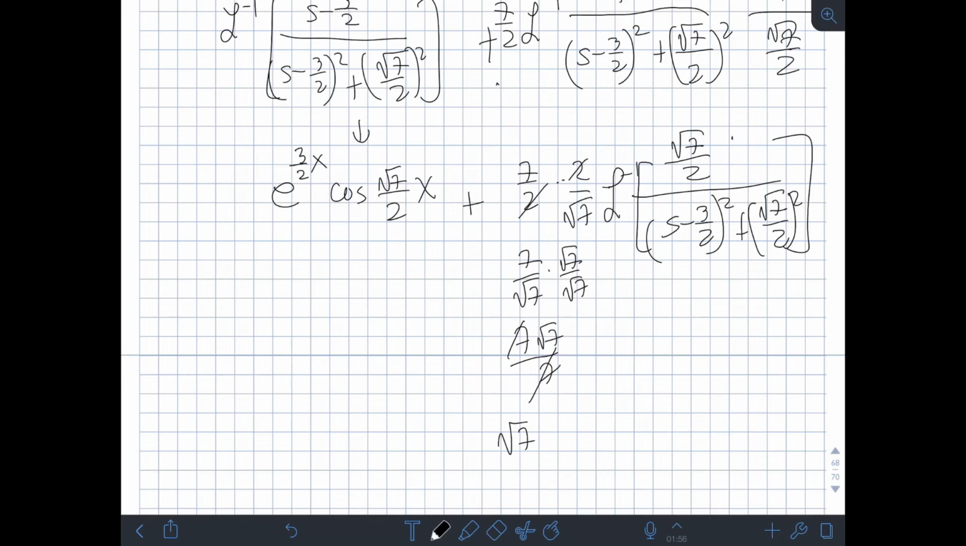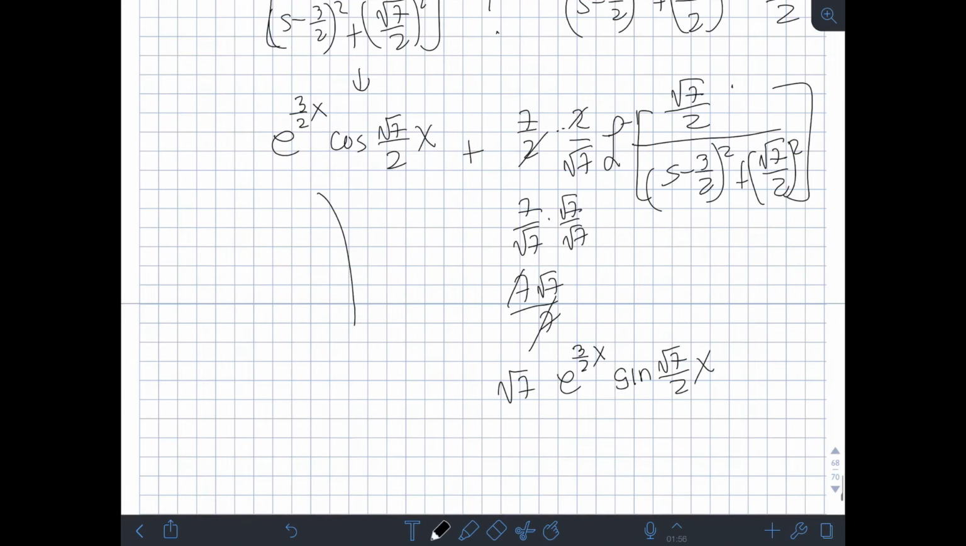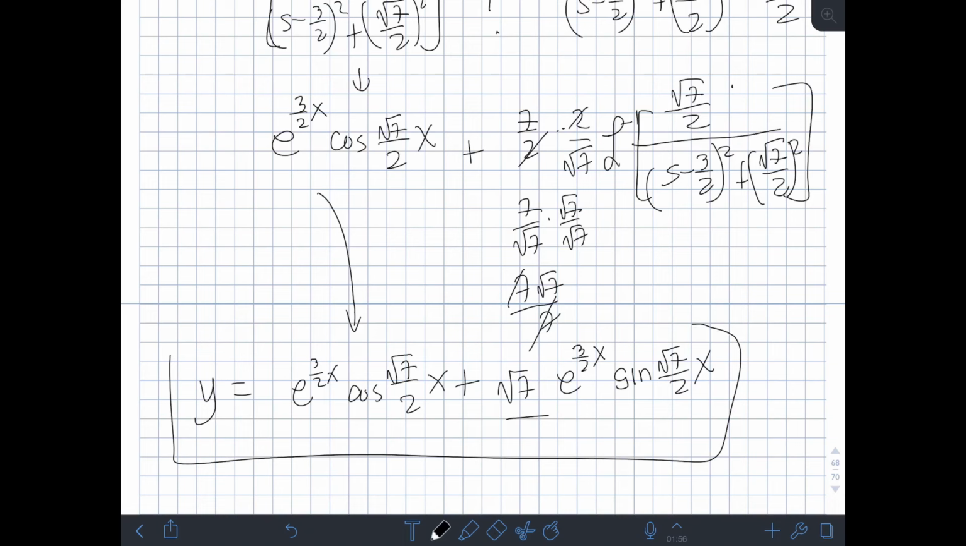Then for this, we now apply e^(bt) sin(at). We have e^(3/2 x) times sine of a x, where our a is the same, square root of 7 over 2 x. So, let's combine here. We have e^(3/2 x) cosine of (square root of 7 over 2) x plus square root of 7 e^(3/2 x) sine of (square root of 7 over 2) x. So, this is y. Right? So, therefore, this is the final answer.